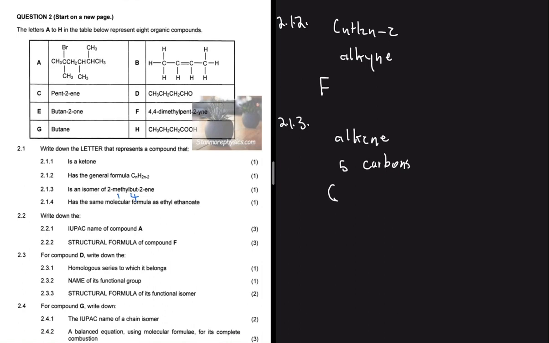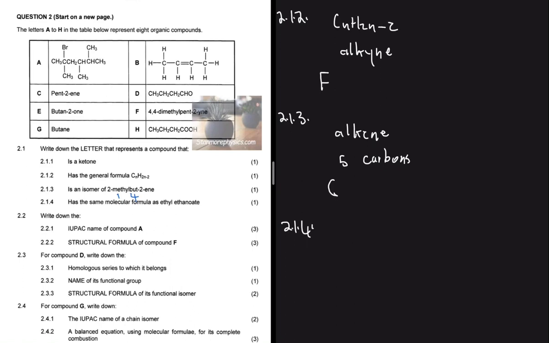And then for 2.1.4, it says the letter of the compound that has the same molecular formula as ethyl ethanoate. Ethyl ethanoate is an ester, right? So the only other compound that can have the molecular formula of an ester is another ester or a carboxylic acid. So right now, let's just look for an ester or a carboxylic acid.